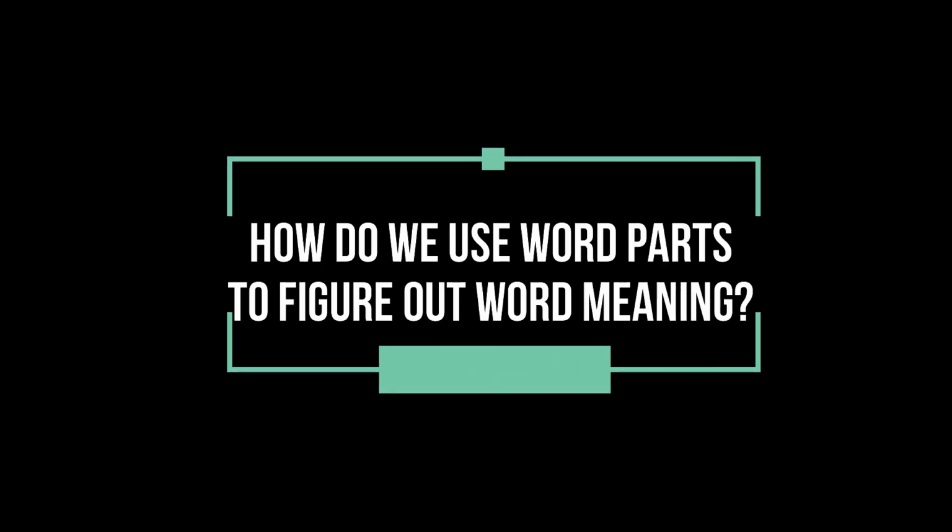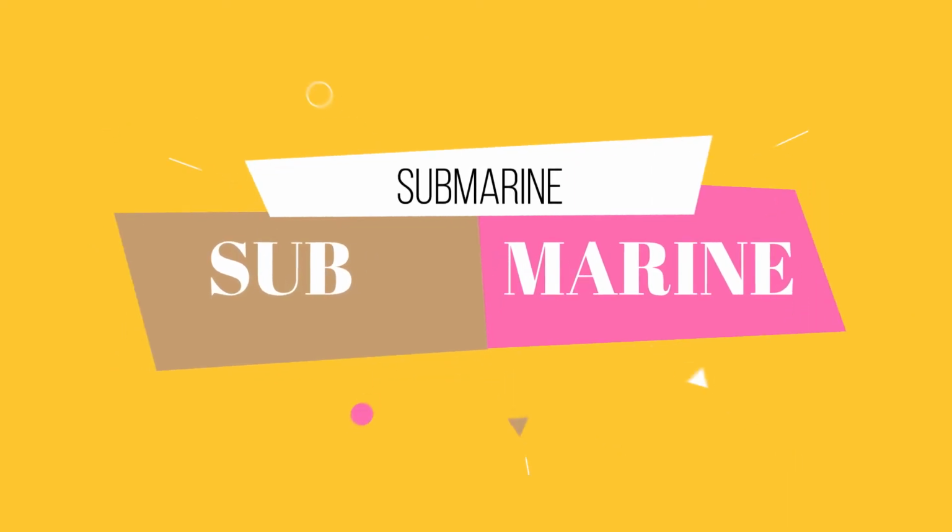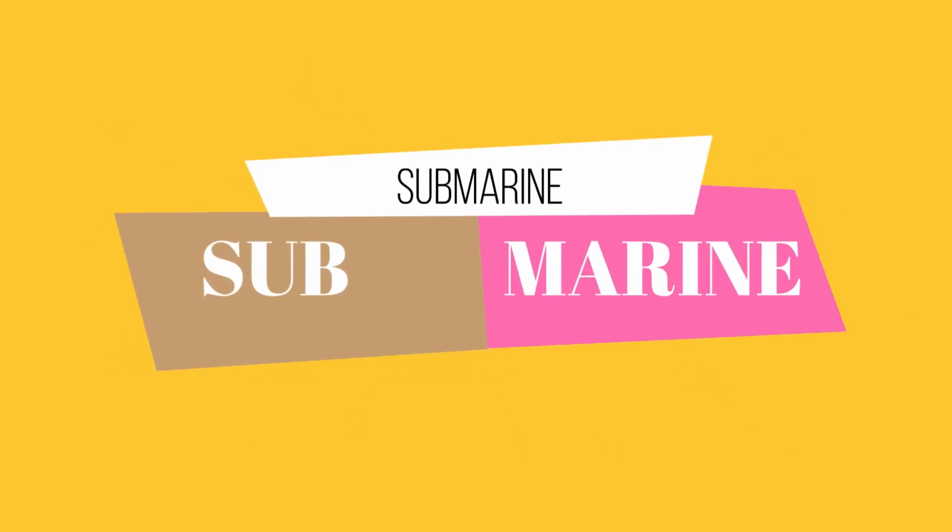So, how do we use these word parts to figure out the meaning of unknown words? Let's start with an easy one. Take a look at the word submarine, and let's pretend that you've never seen this word before and you have absolutely no idea what it means. So, what you would want to do is see if you could break up the word into parts that you do know. So, you will break it up right here, and now you have sub and marine.